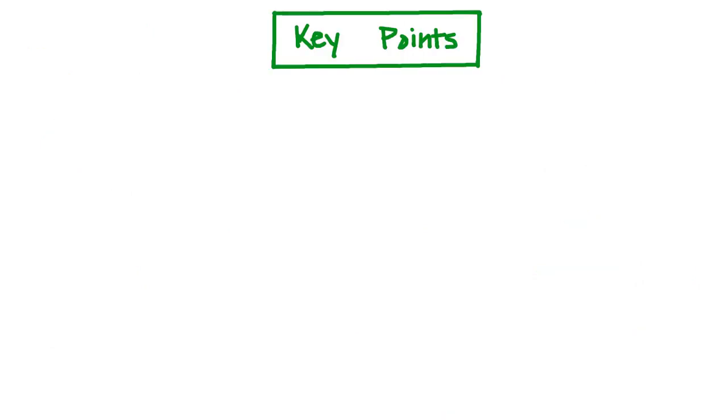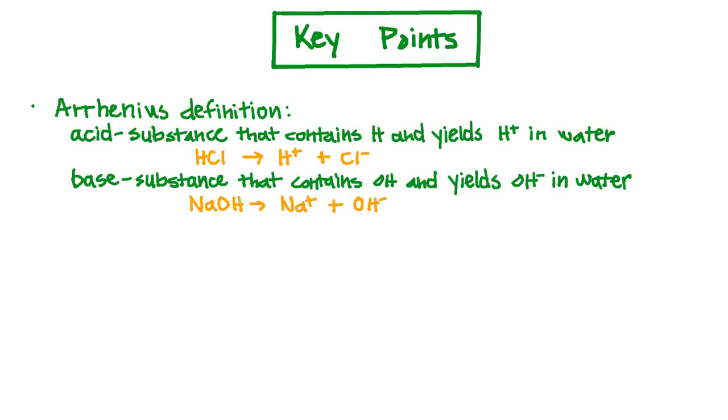Now we've covered a lot of information in this video, so let's summarize with the key points. The Arrhenius definition of acids is a substance that contains hydrogen and yields H+ ions in water, a classic example being hydrochloric acid. And the Arrhenius definition of a base is a substance that contains OH and yields OH- ions in water, a classic example being sodium hydroxide.